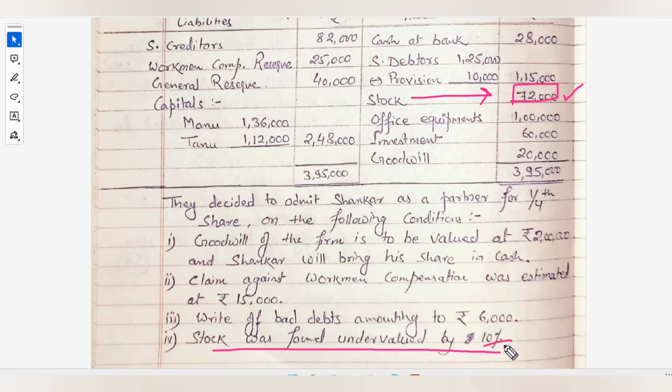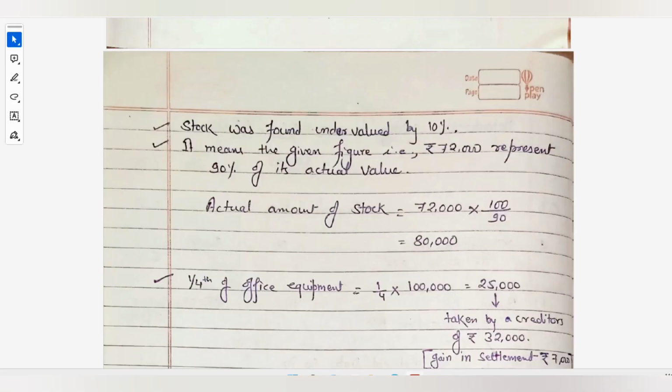That means actually it was something more than 72,000, in which a 10% amount has been undervalued, and then the resulting amount is equal to 72,000. So first of all we need to find out the actual amount of stock, and then we can go through the amount of undervalued amount. So stock was found undervalued by 10%. It means the given figure, that is 72,000, represents only 90% of its actual value.